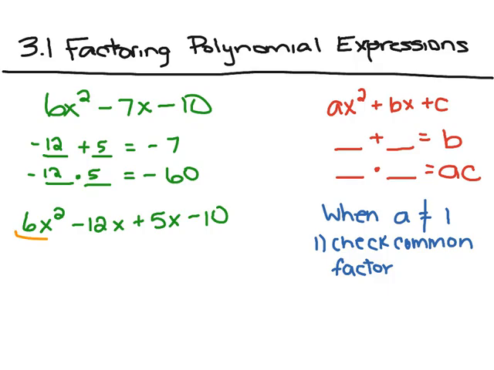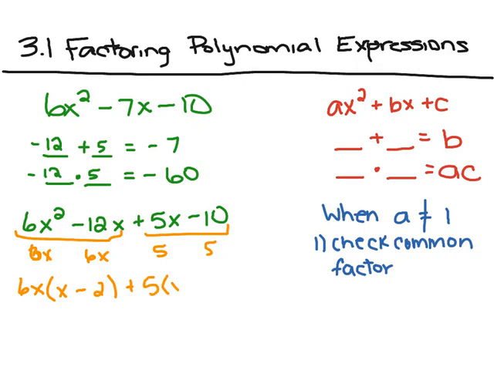Break it into two groups. Find your common factor, 6x and 5. So we have 6x times x minus 2, plus 5 times x minus 2. Our binomials are the same, so we know we're doing it right. So we have x minus 2 times 6x plus 5. And that is our factored trinomial.